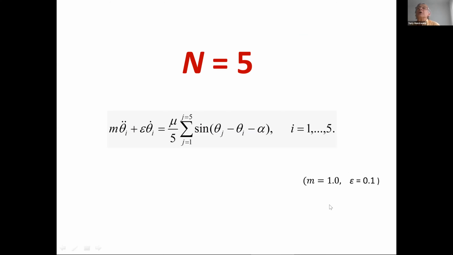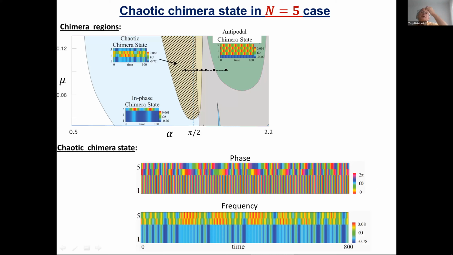Okay, so let me come to the n equal 5 case, which is already an odd number, and there are no antipodal states. Again, we have 5 oscillators, globally coupled, with parameters like this. I do not show the full parameter bifurcation diagram. It's quite complicated and not finished yet. But what we did is show examples of dynamics, fixing m equal 0, 1, and moving along this parameter line here. What is the difference for n equal 5?